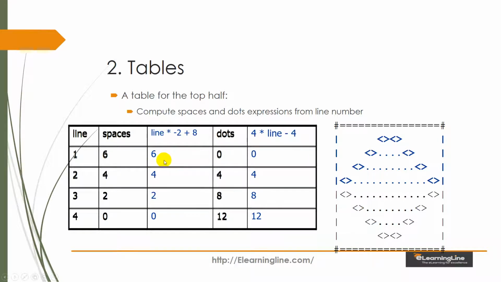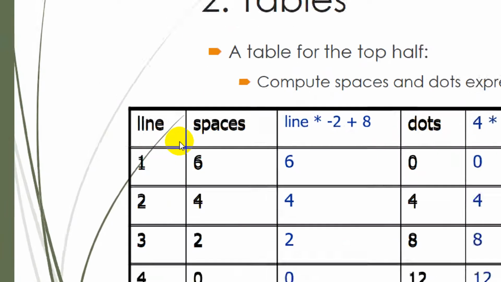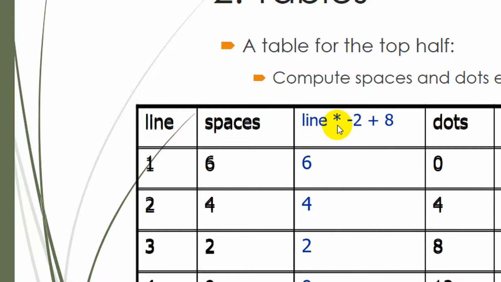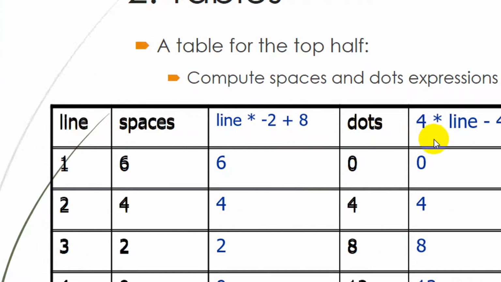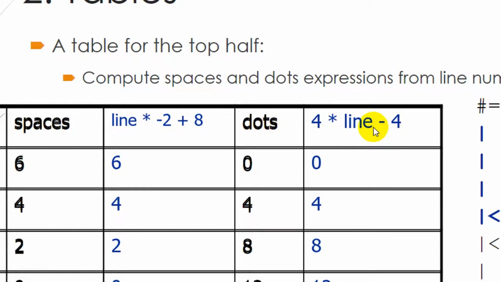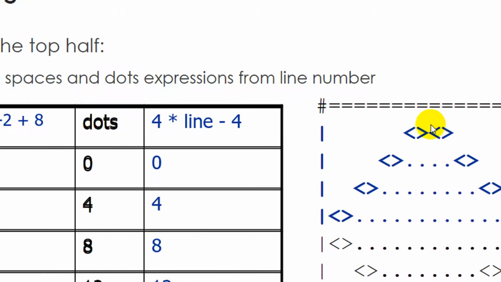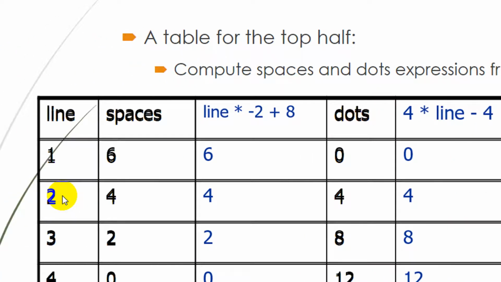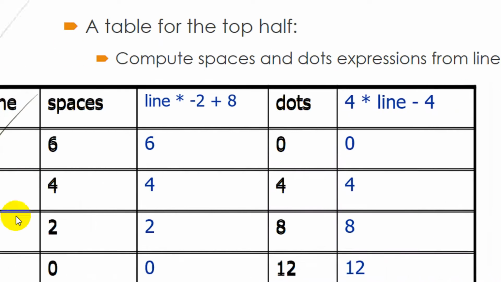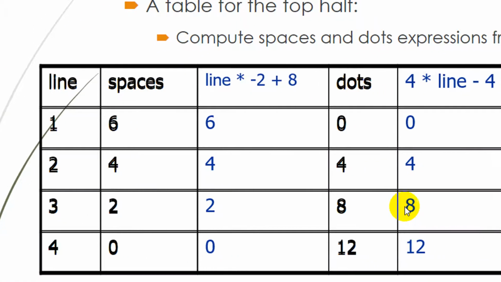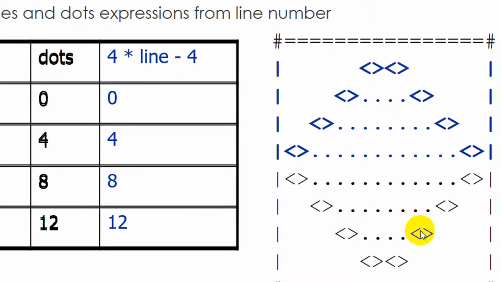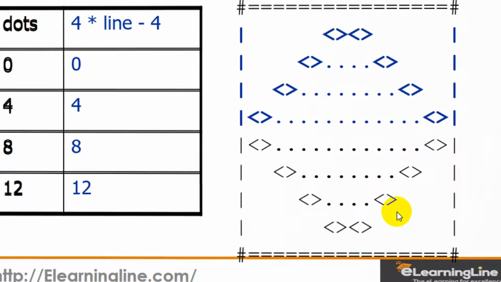Right, there you go. So at line number 1, you have 6 spaces, so you will achieve it this way: 1 times minus 2 plus 8, and dots. How many dots are there? 4 times line minus 1. So 4 minus 4, so 0 dots, and that's the way you can achieve this one. Line number 2, you will have 4 dots, so 1, 2, 3, and 4. Line number 3, you will have 8 dots and then this. And that's the way you can perform this algorithm and generate this diagram for you.